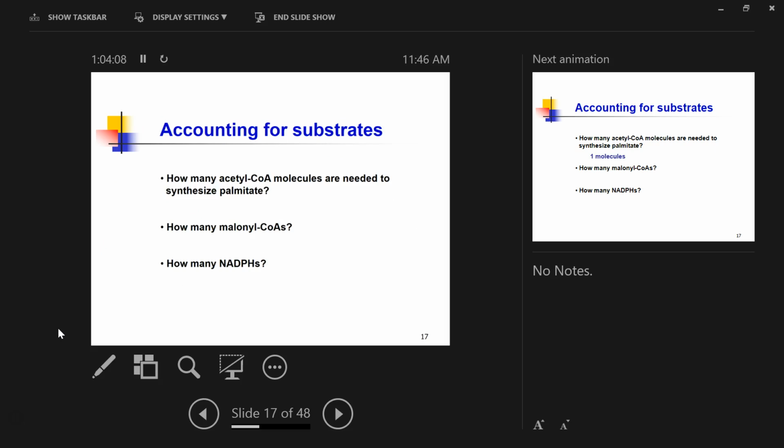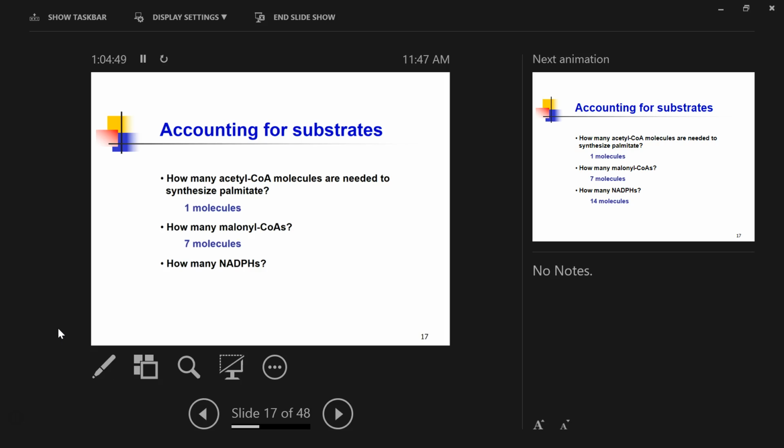Okay, now something you need to do is counting for substrates, right? For the synthesis of palmitate, how many acetyl-CoA molecules are needed? 1, yes, 1 acetyl-CoA. And how many malonyl-CoA? 7, yeah, 7, because it goes 7 cycles, right? Each cycle you need 1 malonyl-CoA.